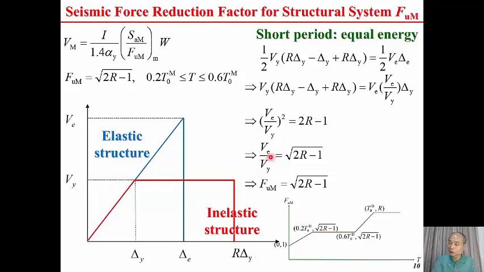Therefore, the ratio between VE and Vy equals the square root of 2R minus 1. That means that if we allow the structure to enter into the inelastic range, we can use less seismic force for the design of the structures. Therefore, when the structural period lies between 0.2 T0M and 0.6 T0M, FUM, the seismic force reduction factor, equals the square root of 2R minus 1.